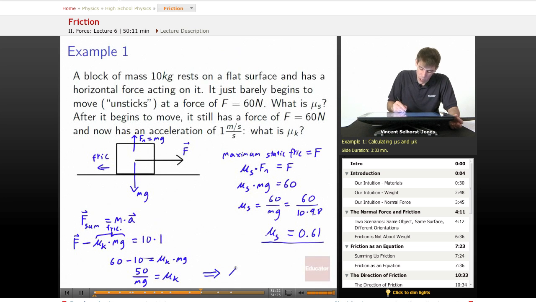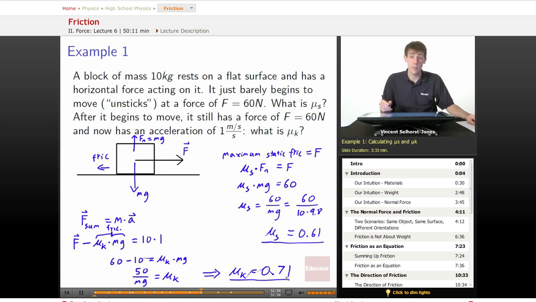We punch this into our calculator, and we plug in our numbers for m and g, and we're able to get that mu k is 0.71. There's our answer for what mu kinetic is.